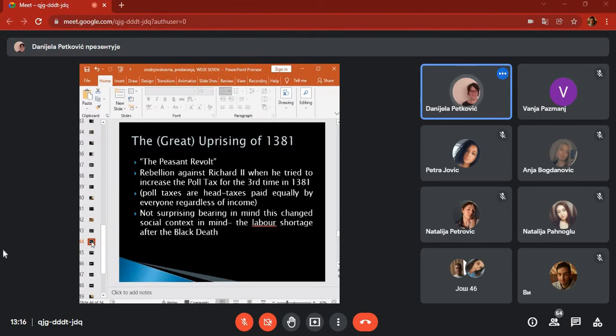And the poll taxes are particularly painful for people because they were head taxes paid equally by everyone regardless of income. So regardless of whether you were rich or poor, you had to pay that tax, and that tax was raised already 2 times, and then he tried to raise it for the third time in 1381. And the people revolted, which is not surprising. This is happening in 1381.